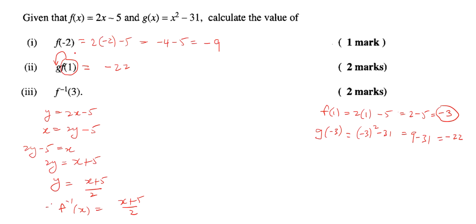So if we want to find f inverse of 3, we're going to basically take the number 3 and substitute it here. So we're going to end up with 3 plus 5 over 2, which is 8 over 2, which is 4. Alright, now this is just a quick revision here on functions. I will do a proper video talking about relations and functions.